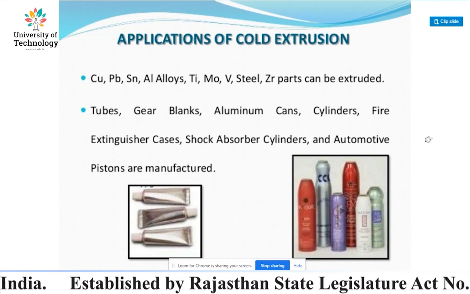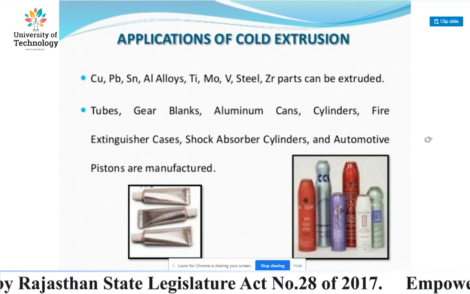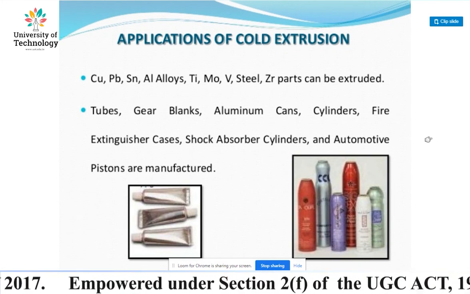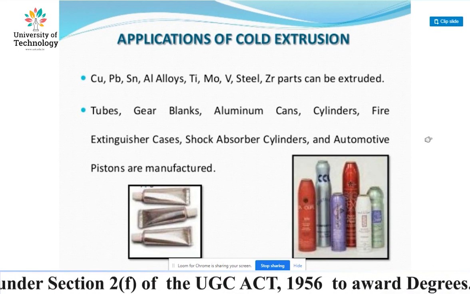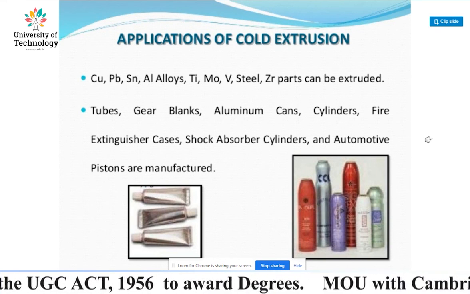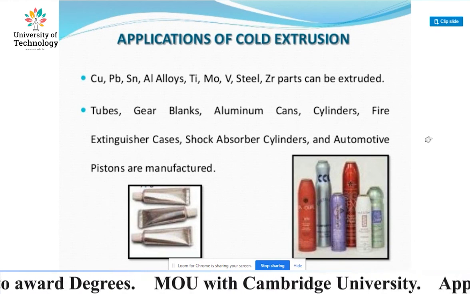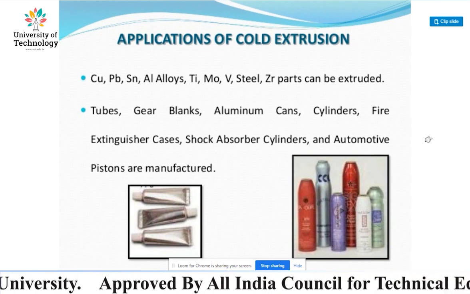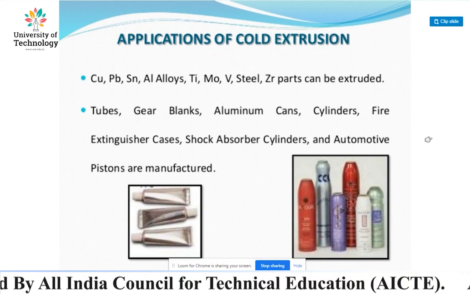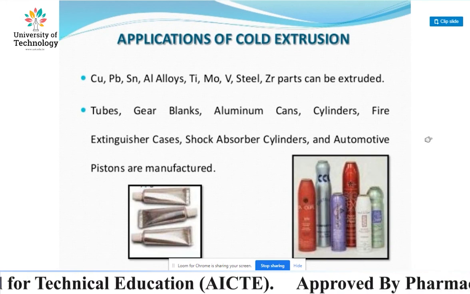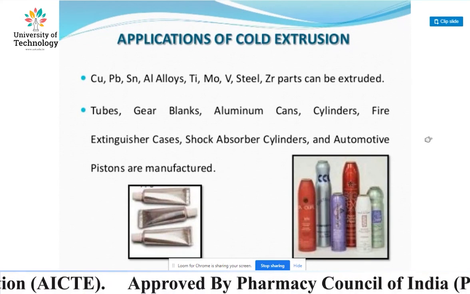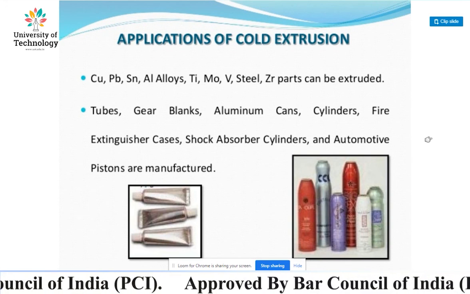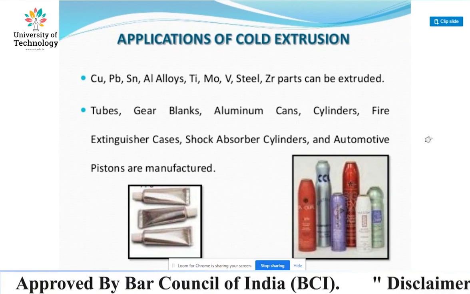Applications of cold extrusion here: copper, lead, tin, aluminum, alloys, titanium, molybdenum, platinum, vanadium, steel, zirconium parts can be extruded. Tubes, gear blanks, aluminum cans, cylinders, fire extinguisher cases, shock absorber cylinders, and automotive pistons are manufactured by the cold extrusion process.